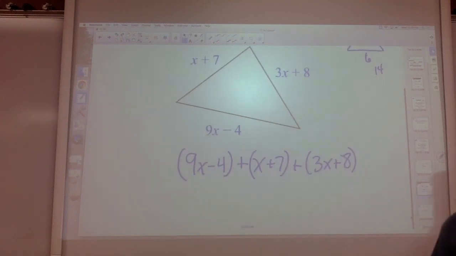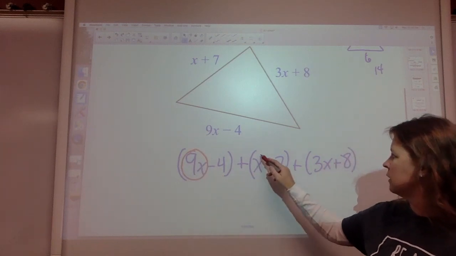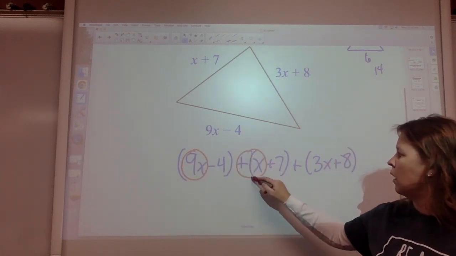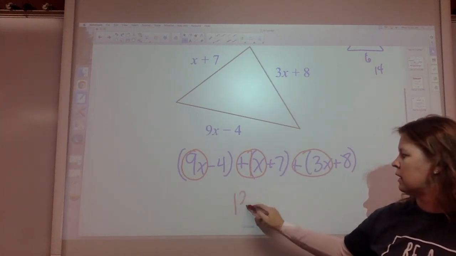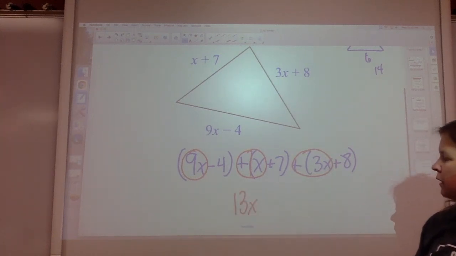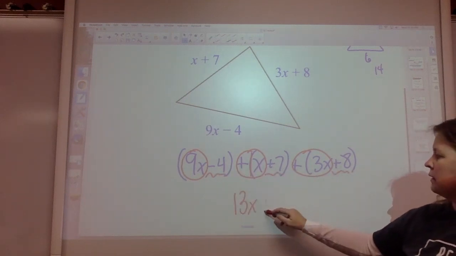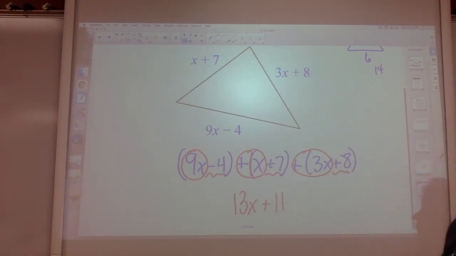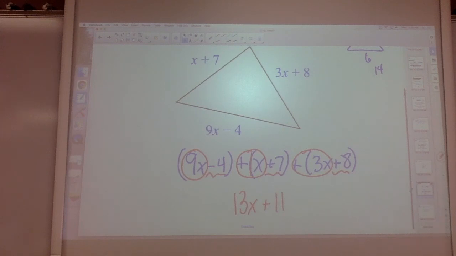Add together like terms. Now there just happens to be three of them. 9x plus 1x plus 3x is 13x. Negative 4 plus 7 plus 8 is a positive 11. That's the polynomial that represents the perimeter of the figure.